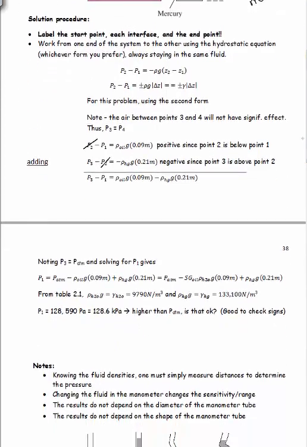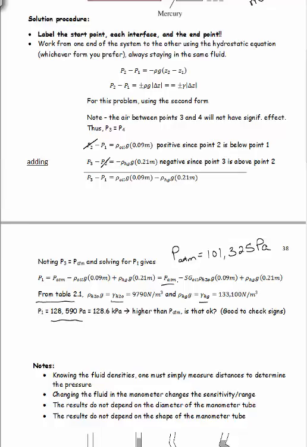We can plug that in. P atmosphere for metric is about 101,325 pascals. All right. From table 2.1, we're going to get our gamma for our water and gamma for our mercury. Plug all those numbers in, and we're going to end up with P1 is 128,590 pascals. Okay, and I got that by putting P atmosphere in here for P3.